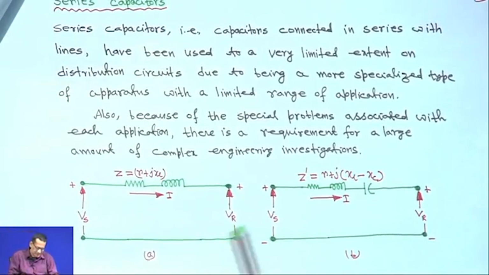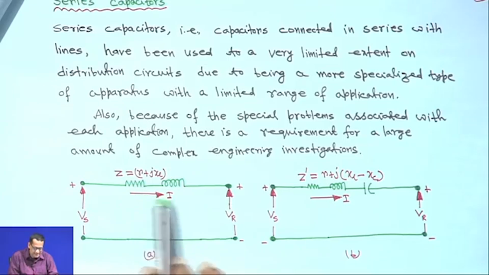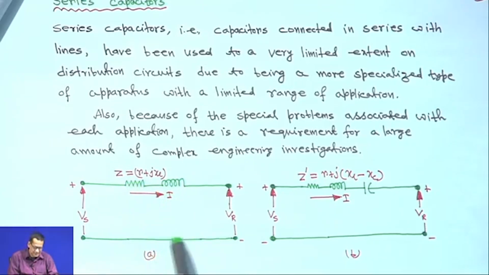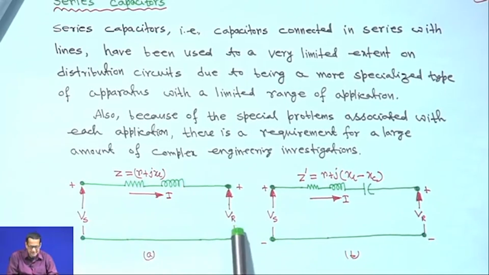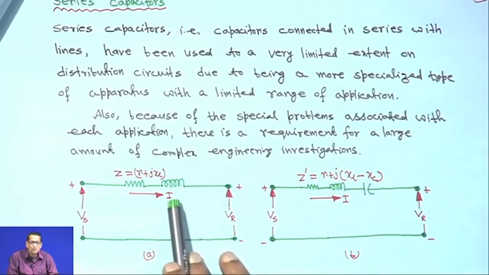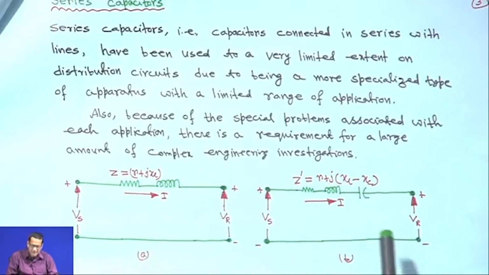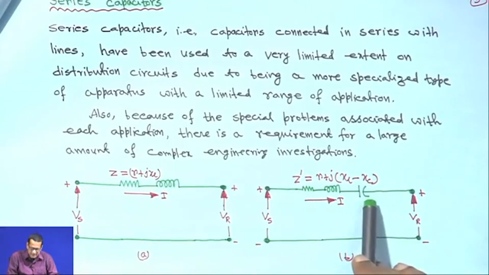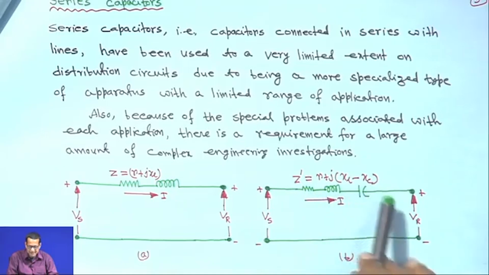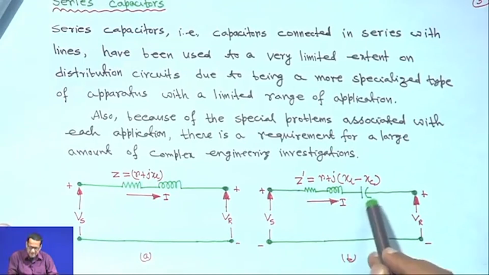So, first for example, if you consider this line, say a simple line, say its impedance Z is given as R plus jX. This is actually figure 1A, B, but two more figures are there on the next page. This is the sending end voltage and this is the receiving end voltage, and there is no series capacitor here, but in figure B we have connected a series capacitor having reactance Xc. So, it is basically Z dash equal to R plus j(XL minus Xc). Xc is the reactance of the series capacitor.